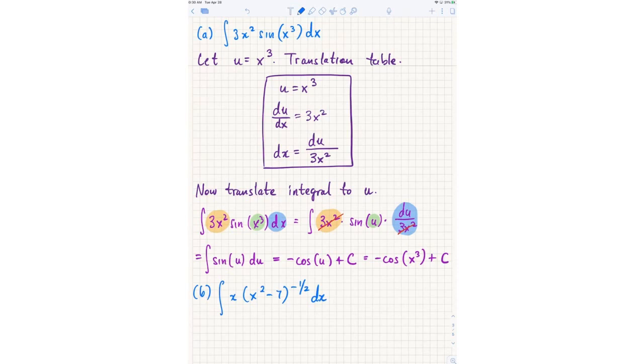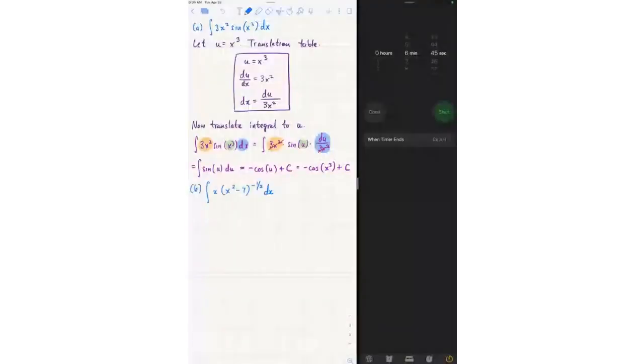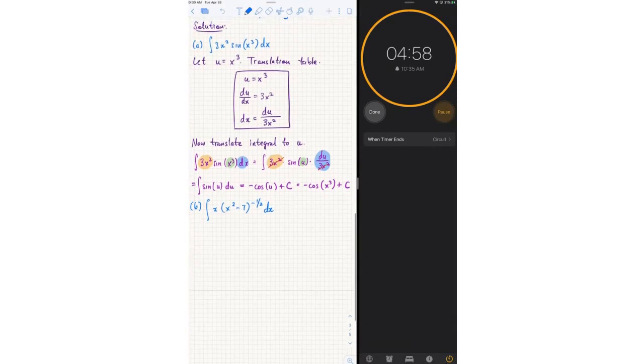Okay, so now you're looking at this integral, this antiderivative, x times (x squared minus 7) to the negative 1/2. Now this is actually slightly different from the previous two examples. So I'm going to give you about 5 minutes to work on this on your own. And maybe in those 5 minutes, you'll discover how this is a little bit different from the previous two. So make your translation table, and then translate the integral. Try to do as much of that as you can.